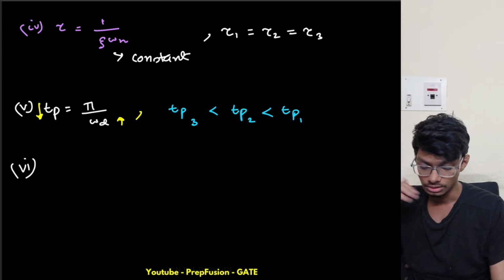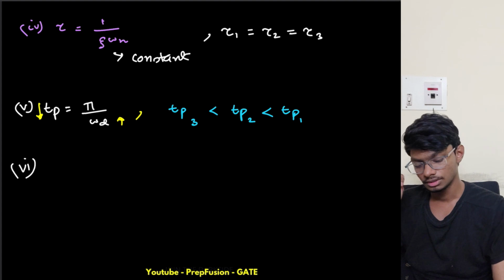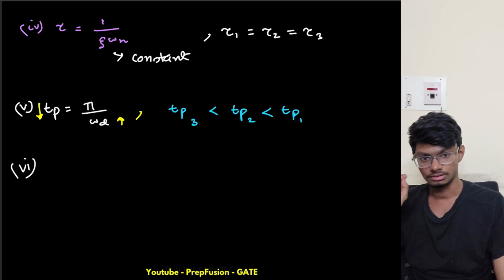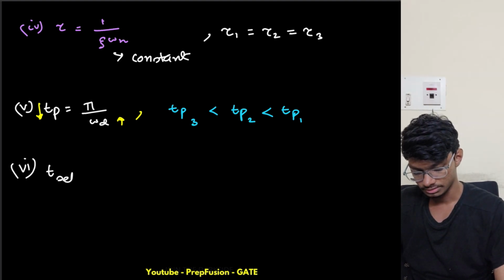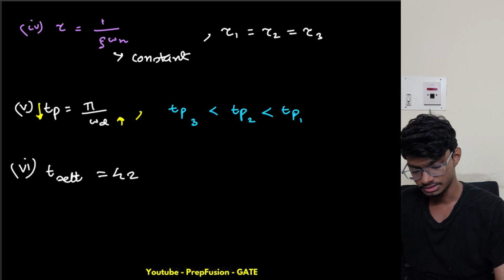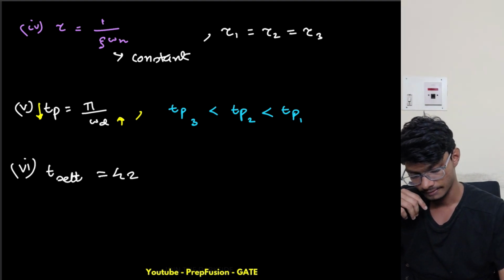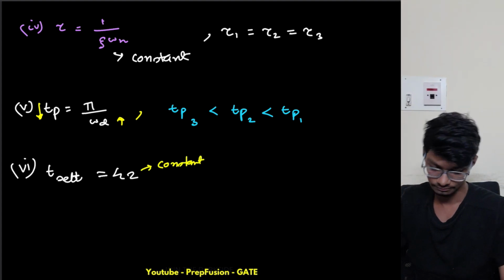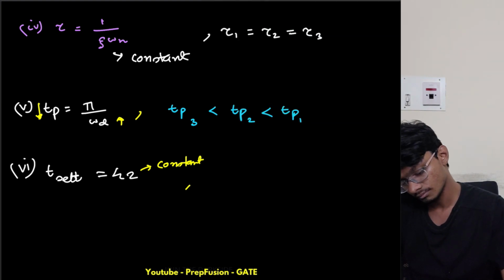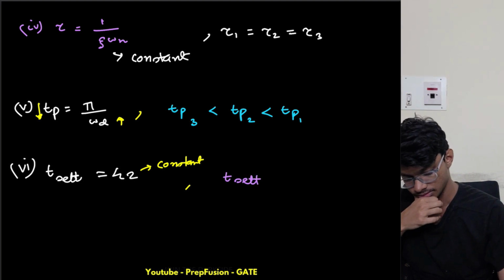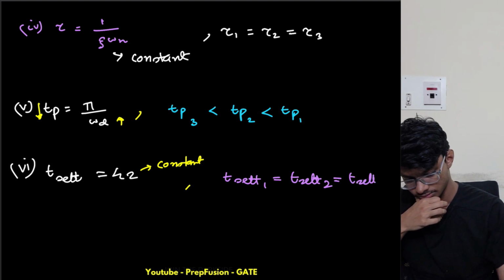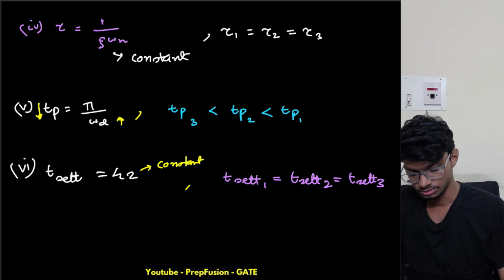And now, let's say I want to find my settling time. So settling time will also be equal, okay, because it depends on zeta omega n only. So settling time equals a function of zeta omega n only, hence my settling time is constant. So simply, T settling 1 is equal to T settling 2 is equal to T settling 3. Okay, so these are same.